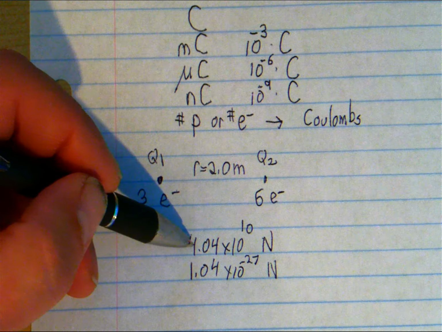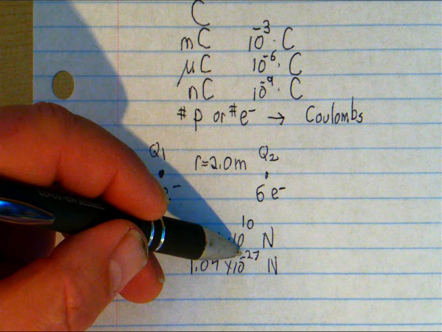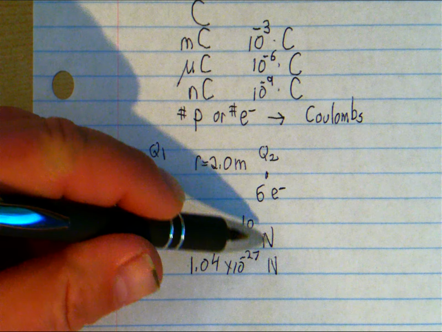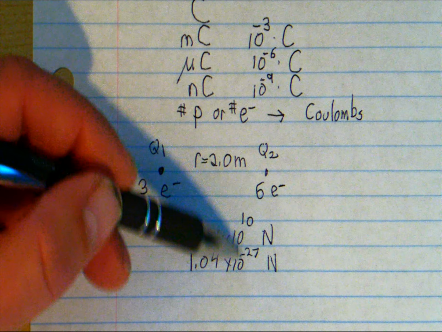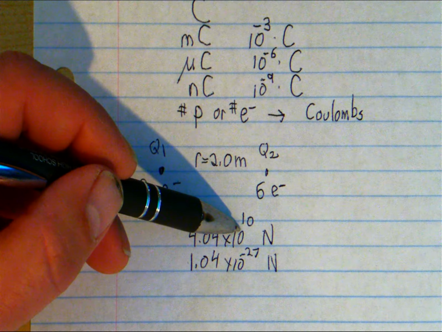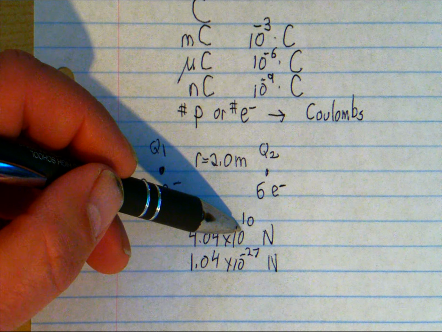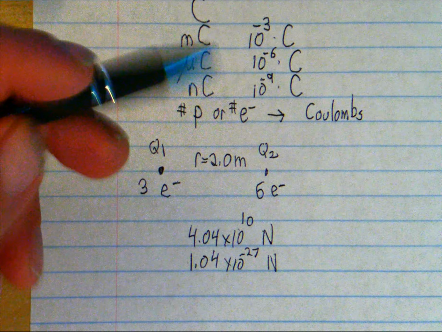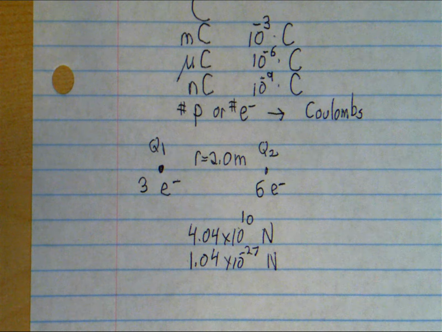So the second student thinks the answer is 1.04 times 10 to the negative 27th power. Again, the units should be newtons. This is a significant difference. The first one is a very big number relative to the second one, which is a very tiny number. So I'm going to call on a third student.